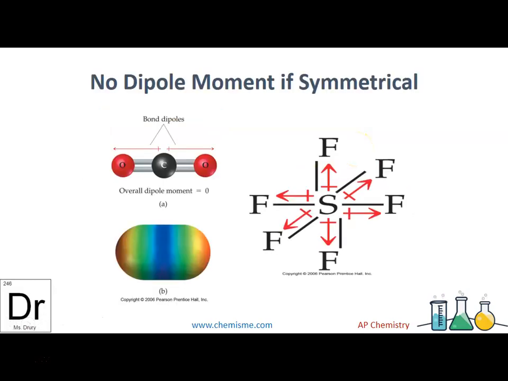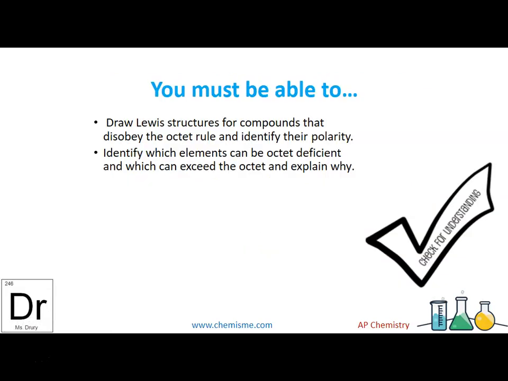So this can happen with the more complex things, like sulfur hexafluoride we saw before. There's going to be electrons being pulled in every direction by every fluorine. That means this is completely symmetrical, even though we don't know its shape yet, because there's fluorine pulling in every direction. And that symmetry means it's not polar. At this point, you should be able to try to draw Lewis structures for any compound ever, and identify if they're going to be octet deficient or if they're going to exceed the octet and why.